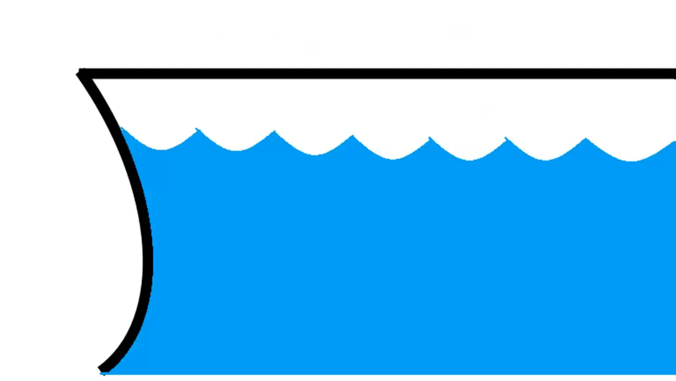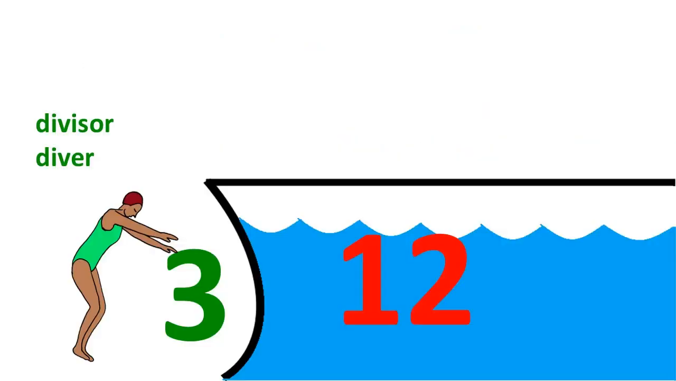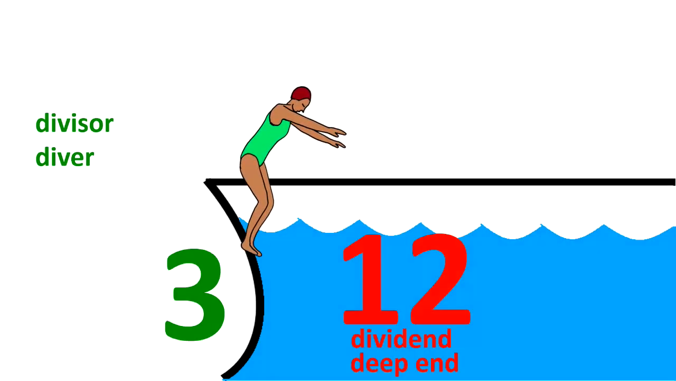Now, have you ever noticed that a division bracket looks a little bit like a diving board? Let's imagine that the divisor is a diver who is about to jump in. The diver dives into the deep end.